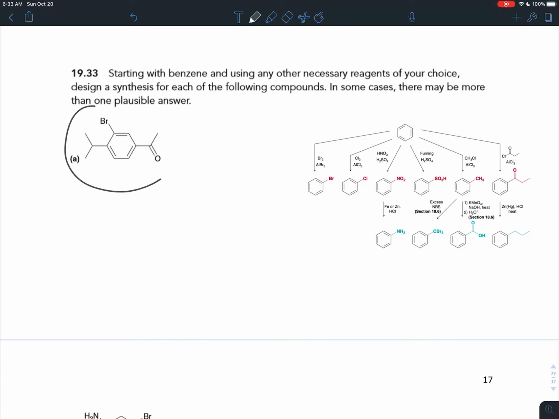So we're trying to make this from benzene, starting with benzene. And the first step is just to think about what recipes you need to use in order to add these different groups on individually. And then after you know which recipes you need to use, you can think about the order that you would add them in.